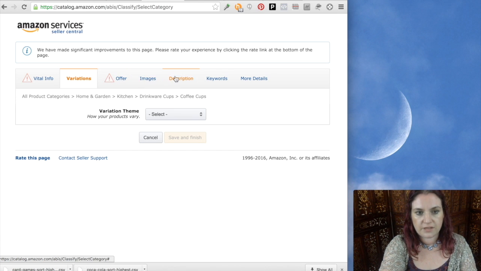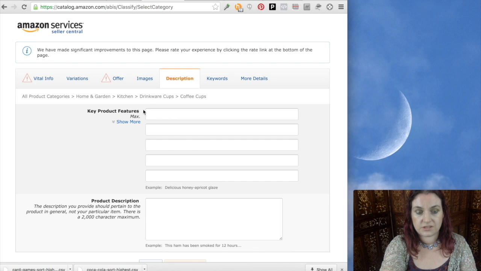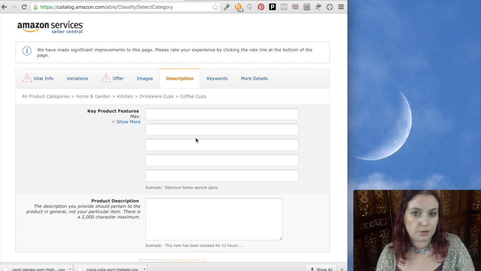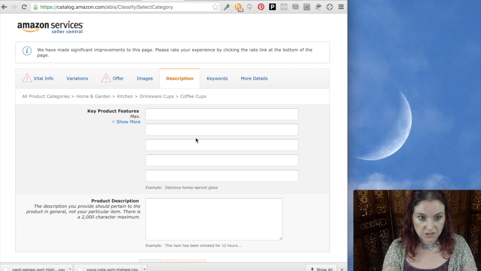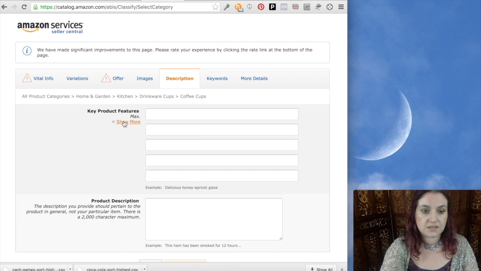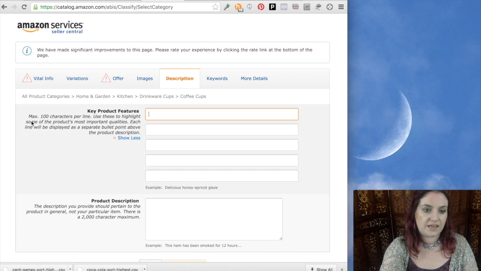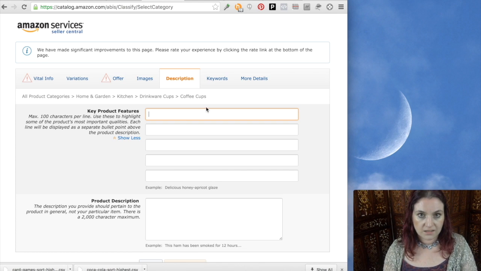But I'm going to skip through all the other things and go to description. So bullet points, they are now calling key product features. Amazon are really putting the emphasis on features of your product. And I would go in depth with this. They give you some guidance, max 100 characters per line. Use these to highlight some of the product's most important qualities. So fill these out. They are searchable, so I would use them as best you can to be persuasive about the product and to highlight its most important features.